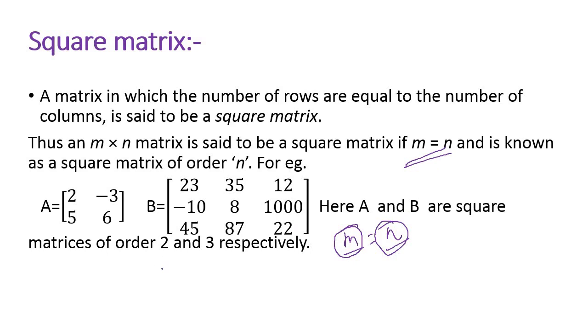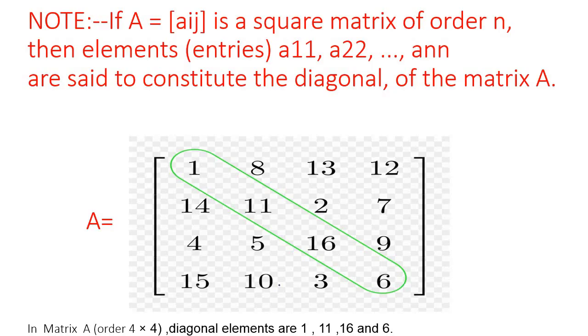Now the simplest square matrix is the one of order one. Suppose this is the simplest square matrix. You can represent it like X. It has one row and one column. The number of rows is one, and the number of columns is also one. So this is also a square matrix. This is the simplest square matrix, of order 1.